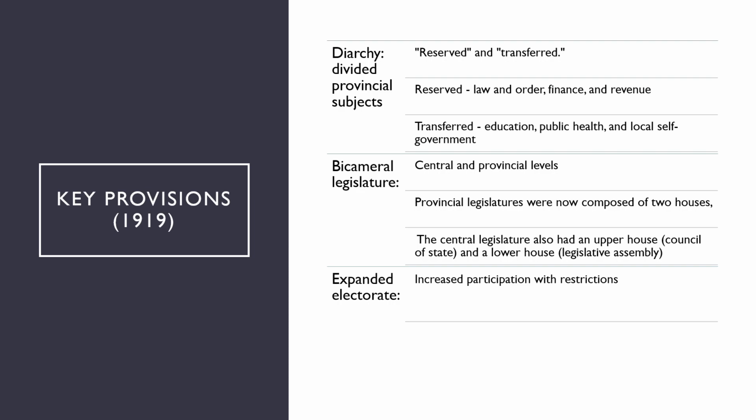However, the franchise was still limited by property qualifications and other restrictions. The extension of the electorate aimed to create a more inclusive political environment, though significant limitations persisted. What is the significance of this act?